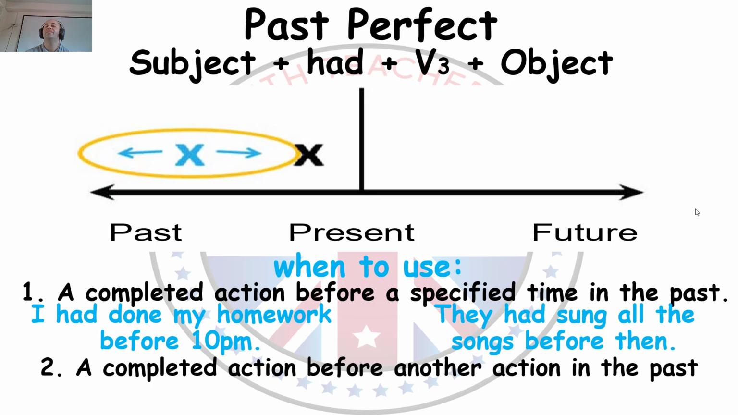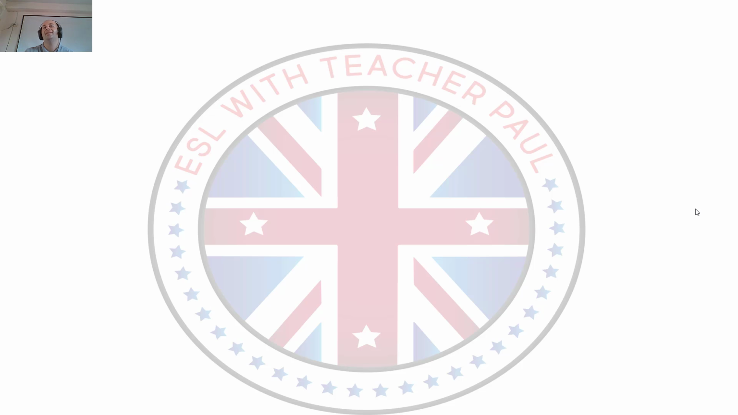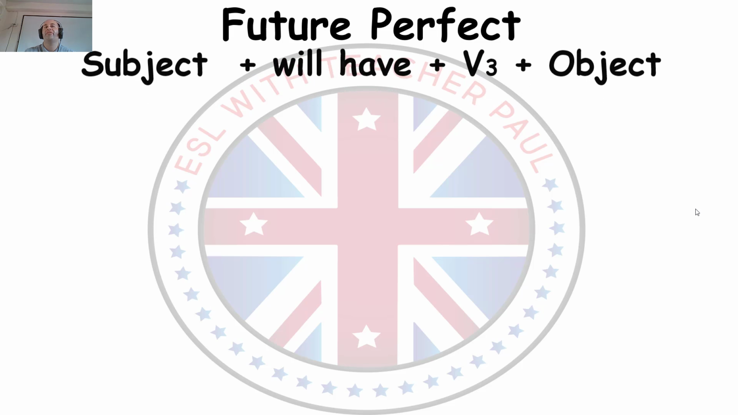It can also be a completed action before another action in the past, okay? Example, you had graduated before you got a job. You had finished school before you went to university. We would use the past perfect to show a completed action before another action. You had finished grade 5 before you started grade 6. Something like that.